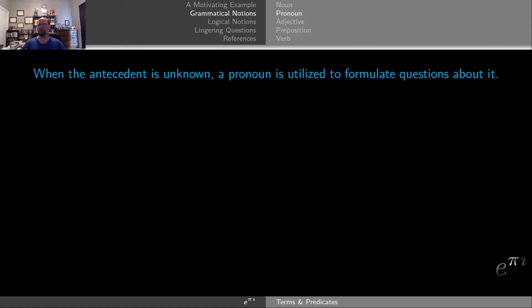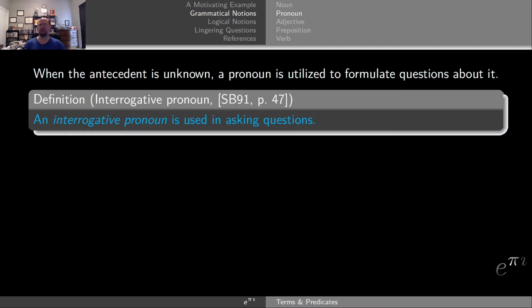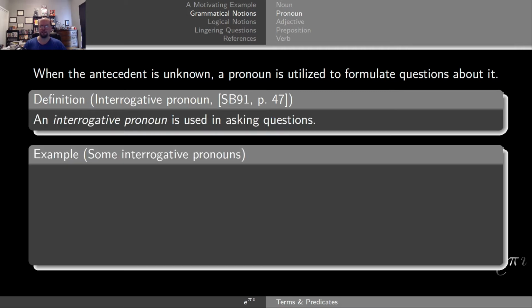When the antecedent is unknown, a pronoun is utilized to formulate questions about that unknown entity. What are known as interrogative pronouns are used in asking these questions. In English, many of these words start with the letter W, as you'll see down below. Let's look at a couple examples of these. For example, what left the tracks in the soil? I don't know what entity, creature, or machine did this action of leaving tracks in the soil, but whatever it is, the word what is referring to the thing that actually did that action.